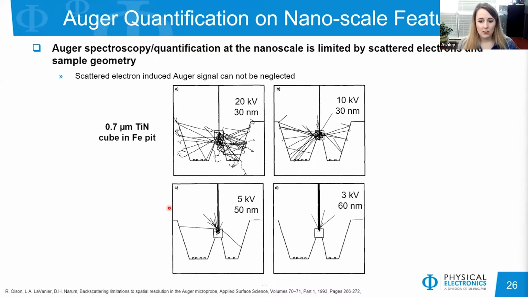This figure shows calculated electron trajectories on a 0.7 micron titanium nitride cube in an iron pit. At higher beam energies, even though the beam is much smaller, such as the case with a 30 nanometer diameter beam at 20 keV, there's much more beam scattering. With lower beam energies, like in this example of 3 keV and a 60 nanometer beam, there's much less scattering. So the next several slides will discuss the effects of beam scattering in more detail.